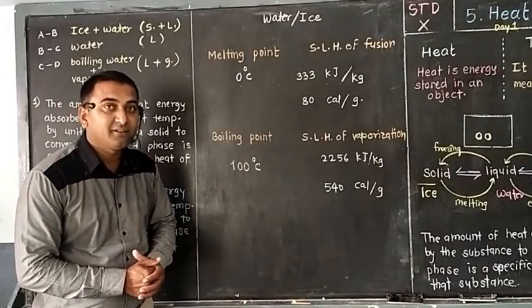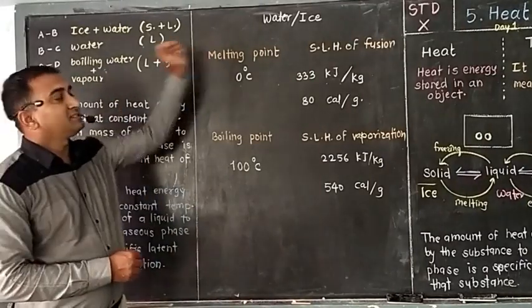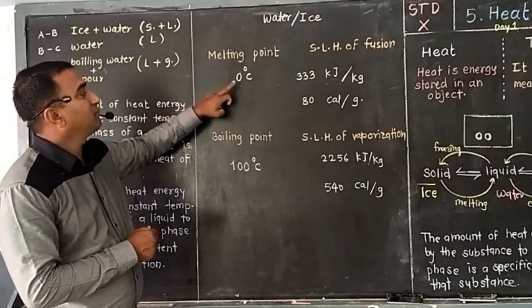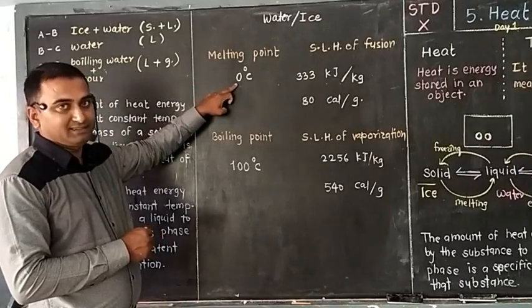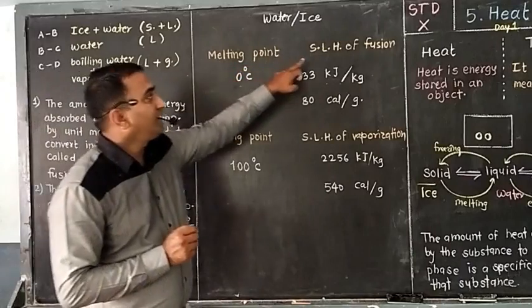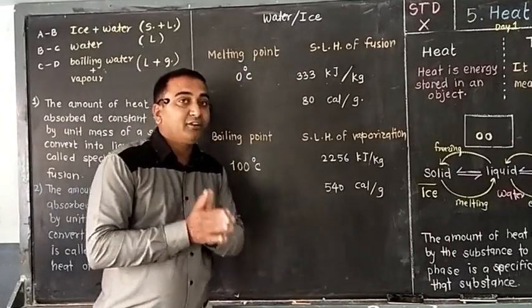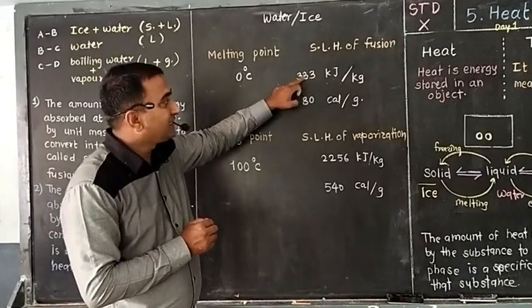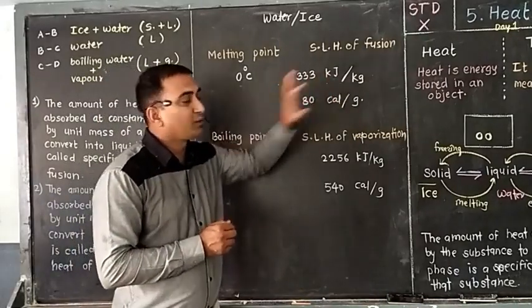Let me clear this with an example. Consider water. What is the melting point of water? The melting point of water is 0 degrees Celsius. That means, what is the specific latent heat of fusion? See here, it is 333 kilojoule per kilogram.